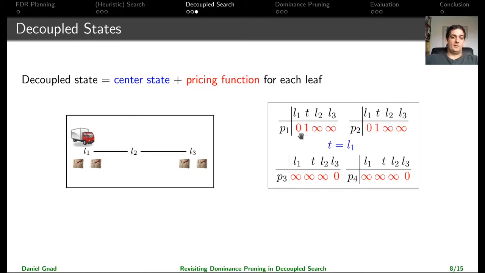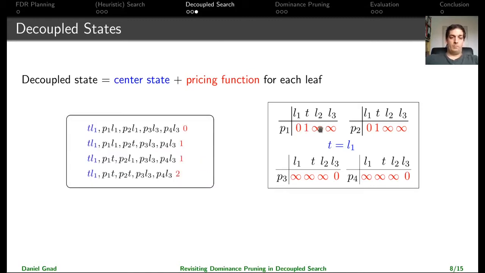And initially, since the package is in L1, there's no price we have to pay to get it there. On the other hand, to load it into the truck, we would have to do one action, so cost of one, and this is the price of having package 1 in the truck in the initial state. Now, this decoupled state contains 4 explicit member states, which is basically all combinations of having packages 1 and 2 either in L1 or in the truck.